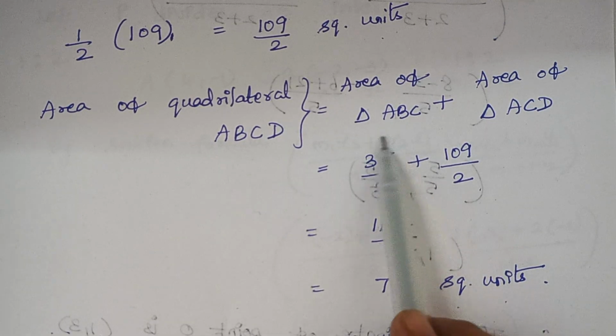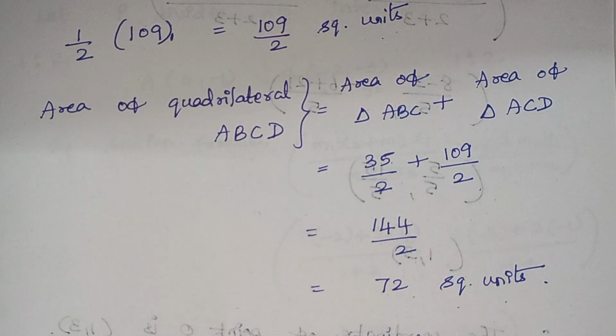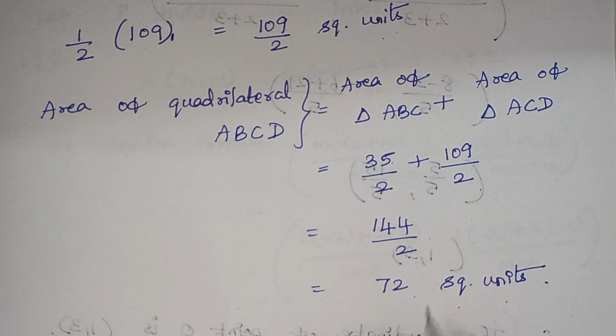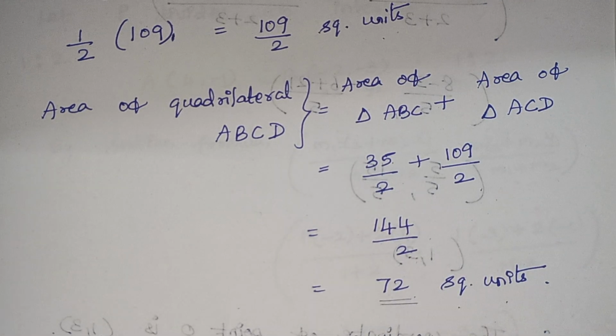So once you get the answer as 35 by 2, don't immediately divide and get the answer with decimal values, right? Keep them as such, finally add, and finally you will be ending up with a simple answer. That's a whole number, right?